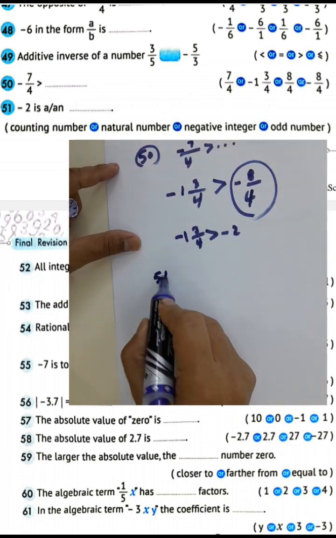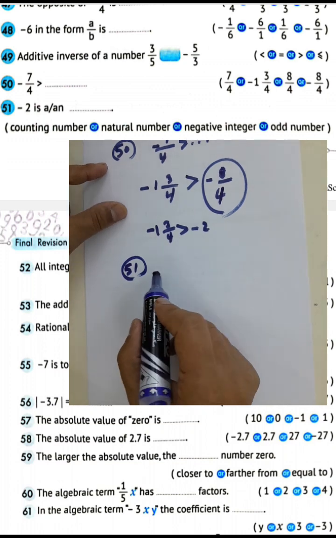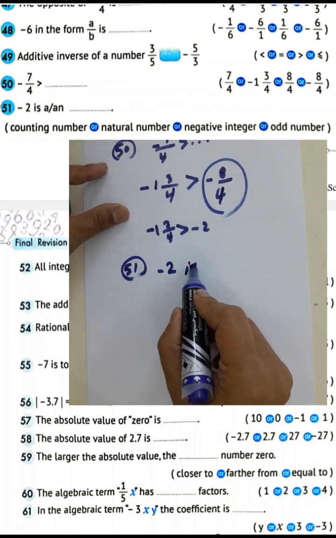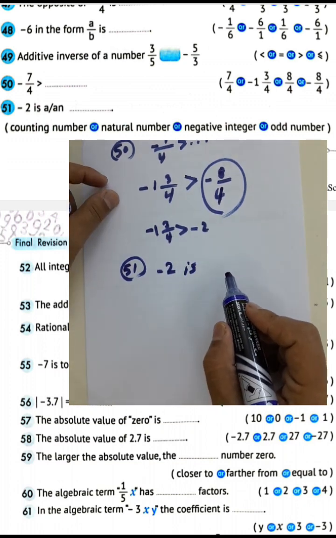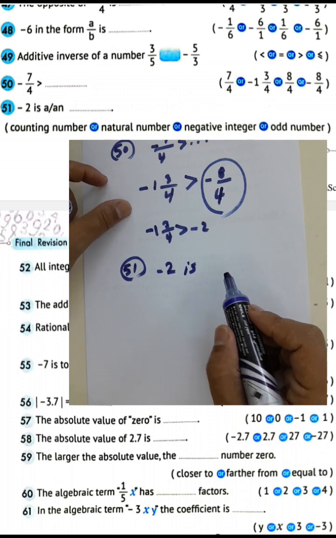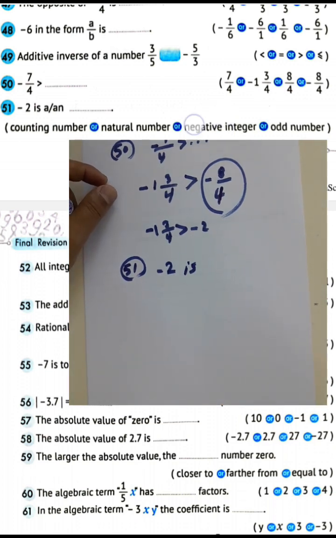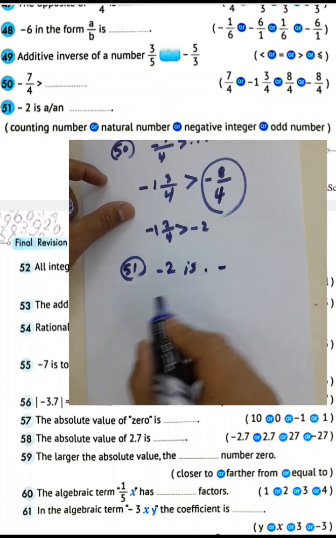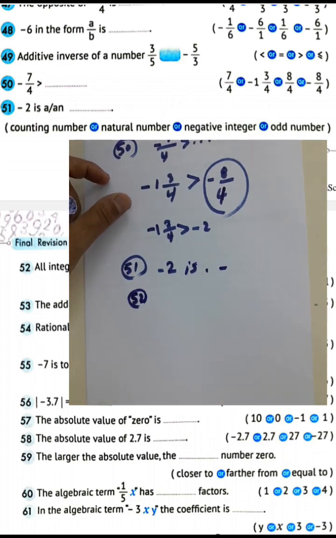Question 51. Negative 2 is space, negative 2 is a negative integer. Negative integer, okay? Question 52, choose negative integer.